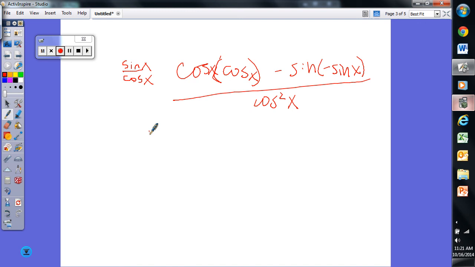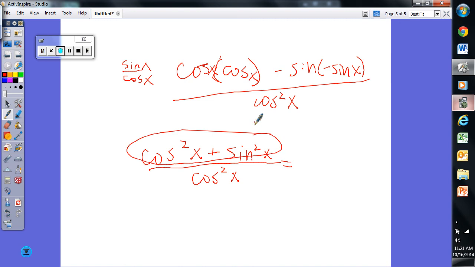Notice when you do cosine times cosine, you get cosine squared. When you do sine times negative sine, you get plus sine squared, all over cosine squared. Well, hopefully you recognize the one Pythagorean identity you have to memorize. Sine squared plus cosine squared is 1, and 1 over cosine squared is the same as secant squared. So the derivative of tangent is secant squared.